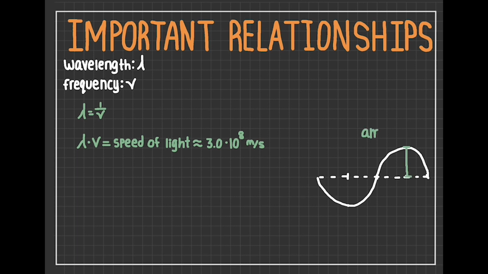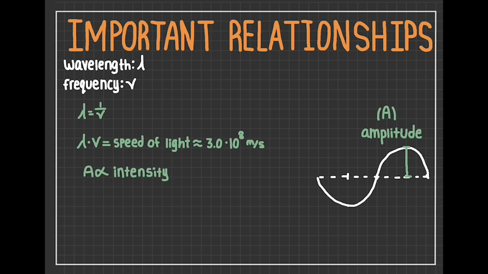Additionally, there is something called the amplitude of a wave, which is the height of a peak. This can be denoted as a capital A. Amplitude is proportional to the intensity of the wave. In terms of light, a higher intensity corresponds to a brighter color.